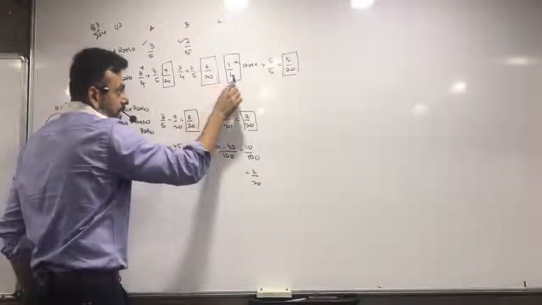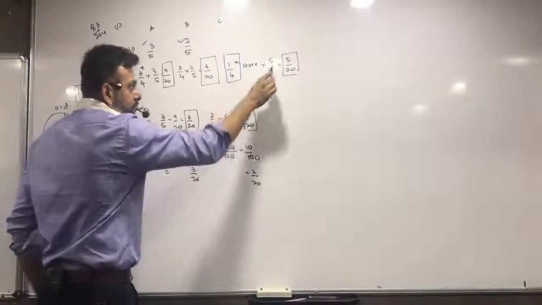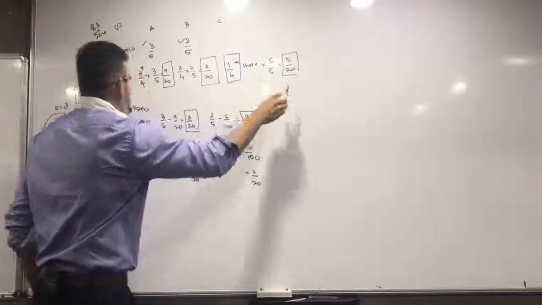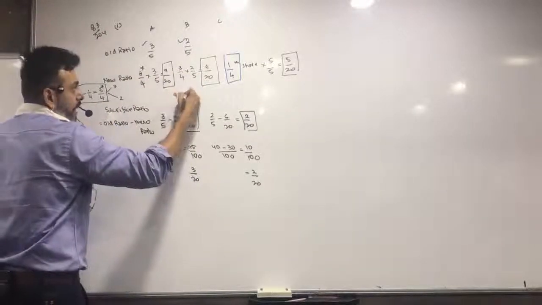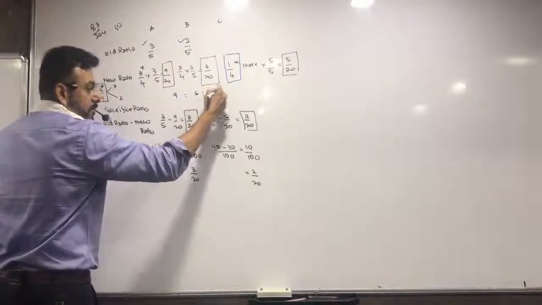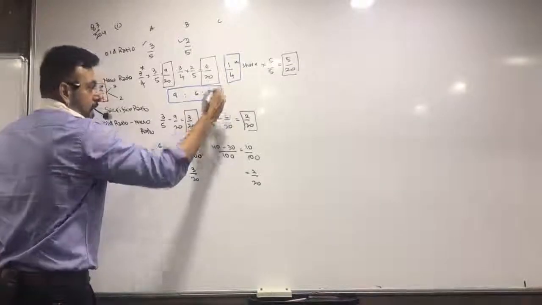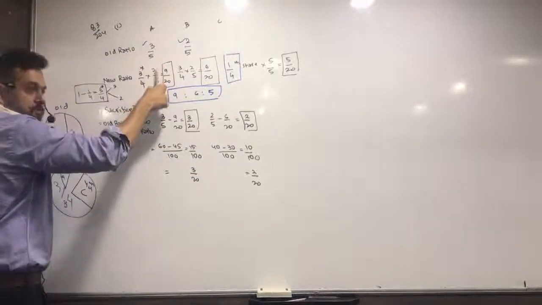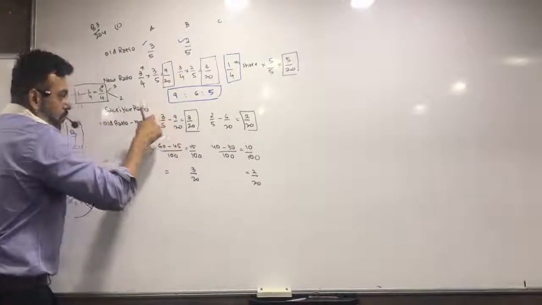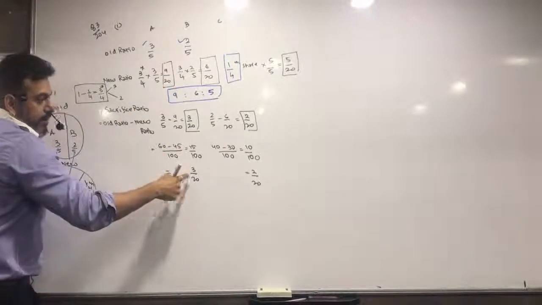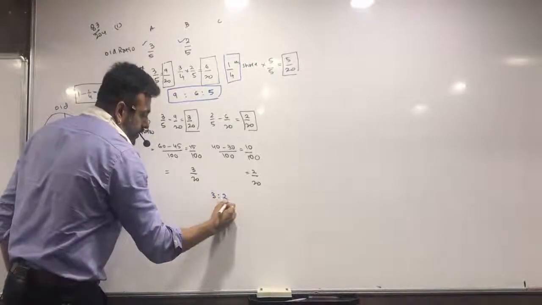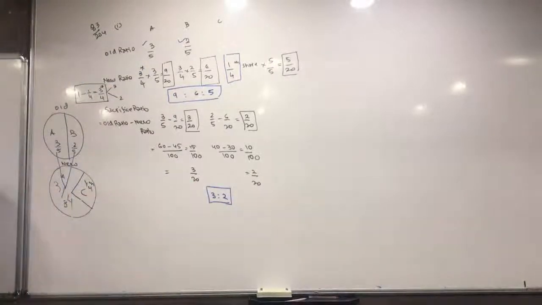But this is 20, 20 and this is 4. To make this 20, multiply by 5 upon 5. So we get 5/20. So the new ratio becomes 9:6:5. This is the new ratio. And sacrifice, what we do is old minus new. So old minus new, we get 3/20 and 2/20. So sacrifice ratio is 3:2. Got it?